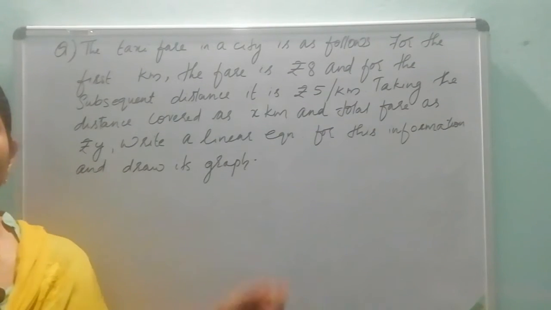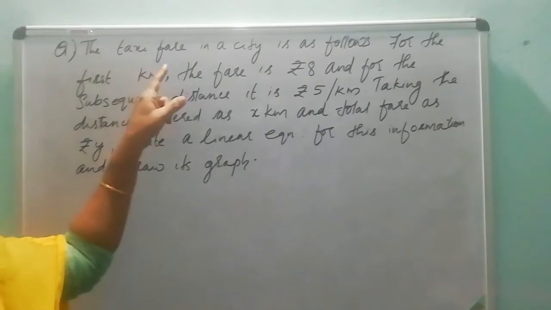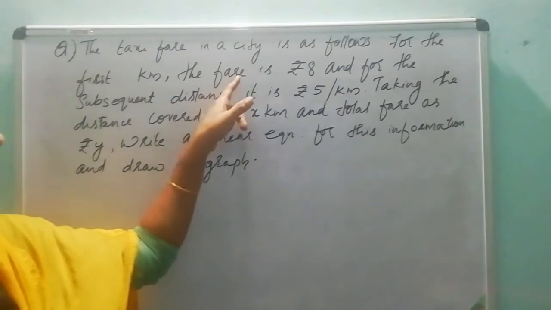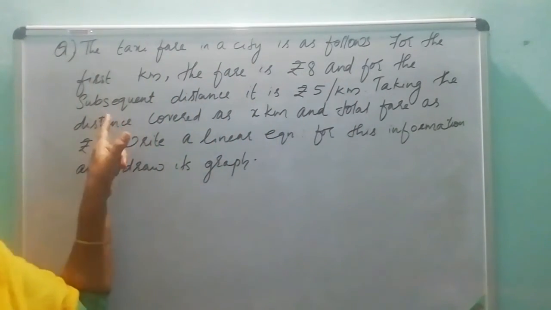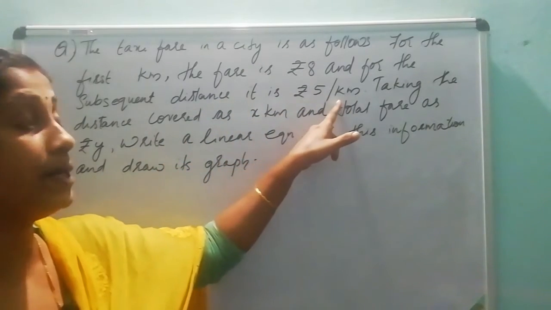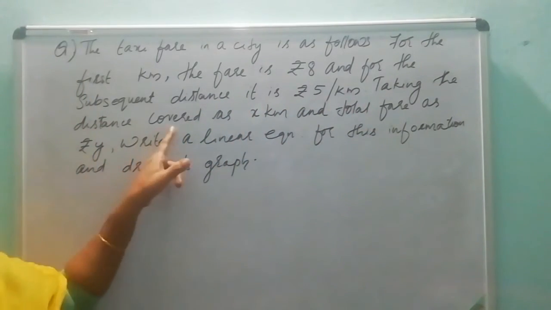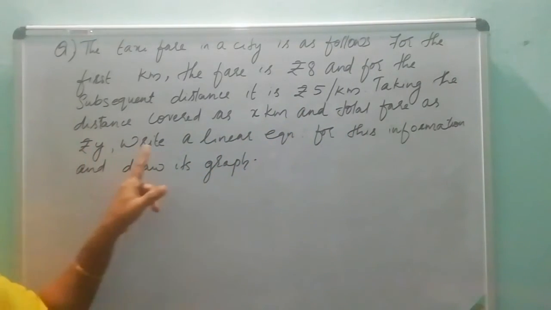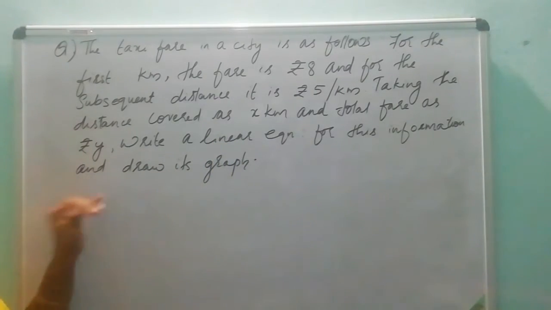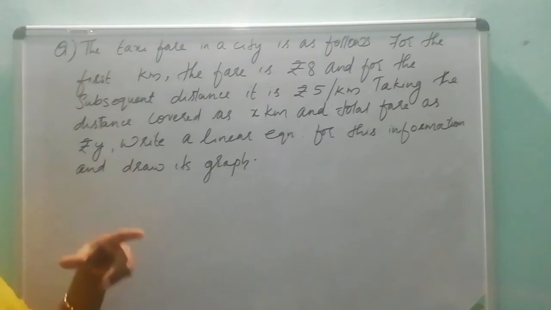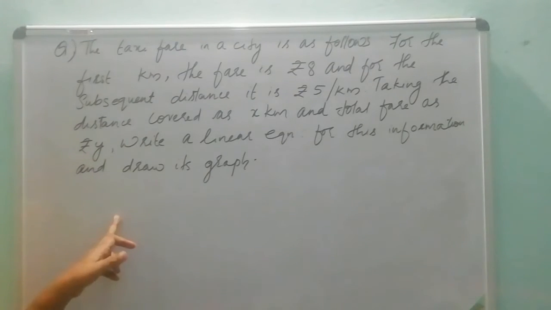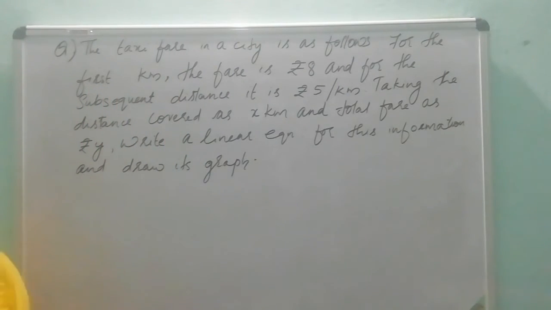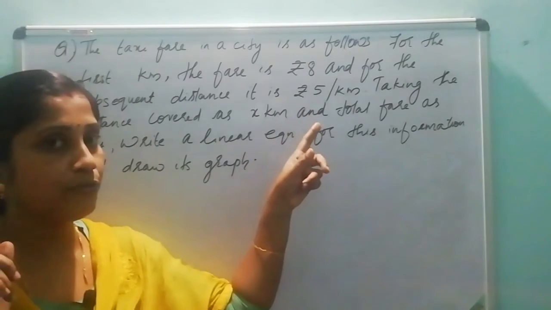Okay, our next question is: the taxi fare in a city is as follows. For the first kilometer, the fare is rupees 8, and for the subsequent distance, it is rupees 5 per kilometer. Taking the distance covered as x kilometer and total fare as rupees y, write a linear equation for this information and draw its graph here. It is exercise 4.3 question, question number 4. Okay, the conditions given there are that for the first kilometer the fare is rupees 8, and for the subsequent distance it is rupees 5 per kilometer.